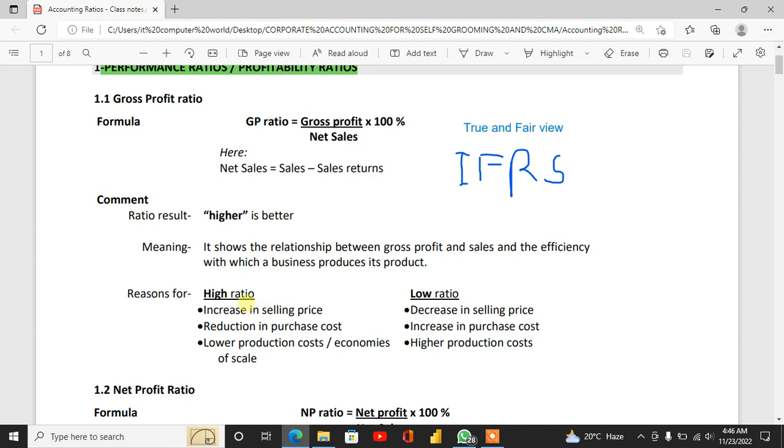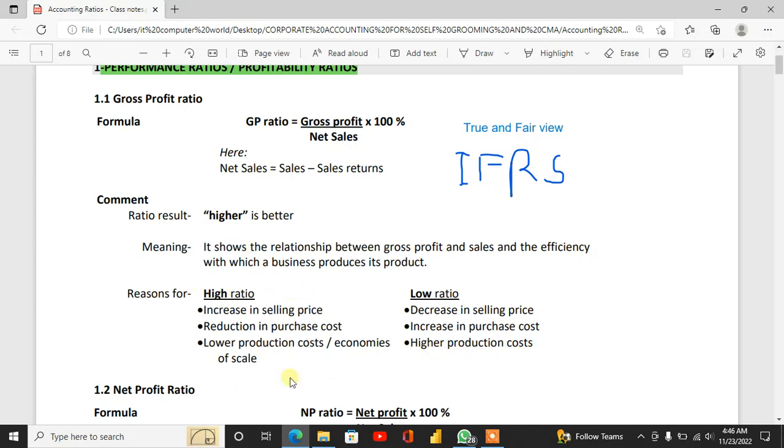If the gross profit ratio is high, the reasons are an increase in selling prices, a reduction in purchase cost, lower production cost, and economies of scale. If low, then a decrease in selling prices, an increase in purchase cost, and higher production cost.